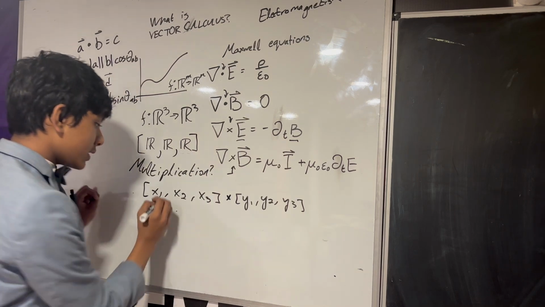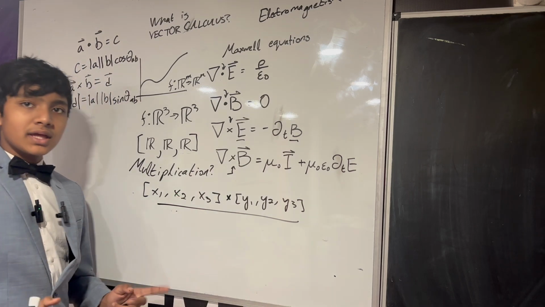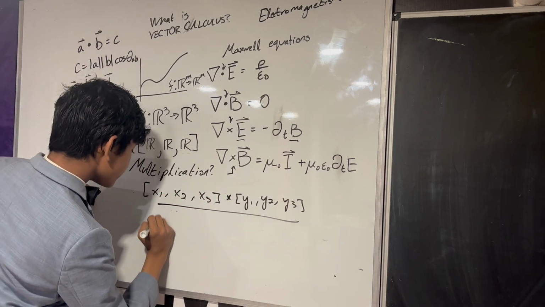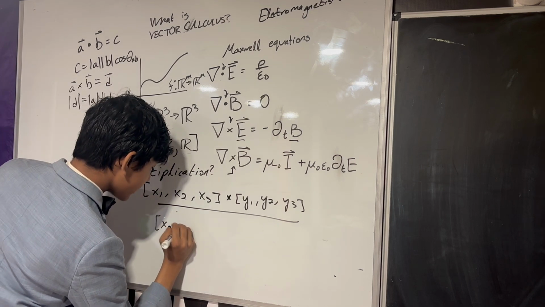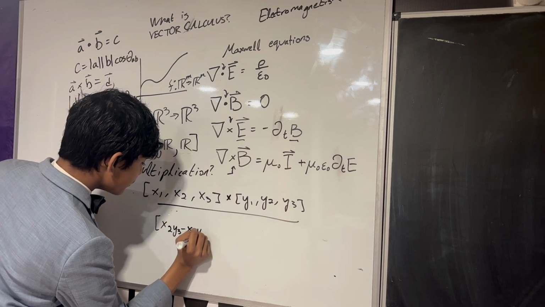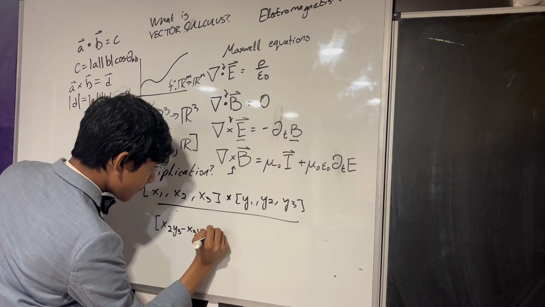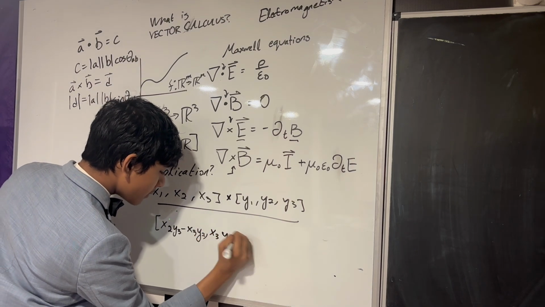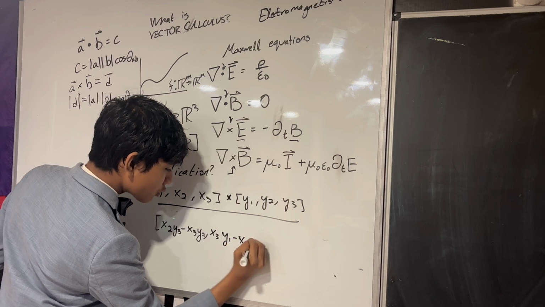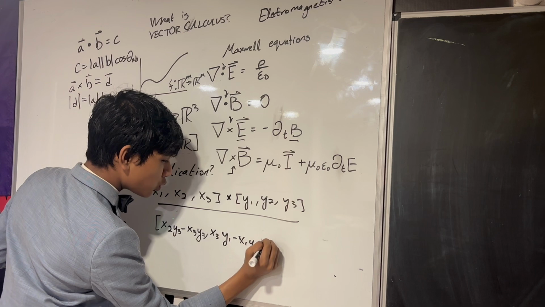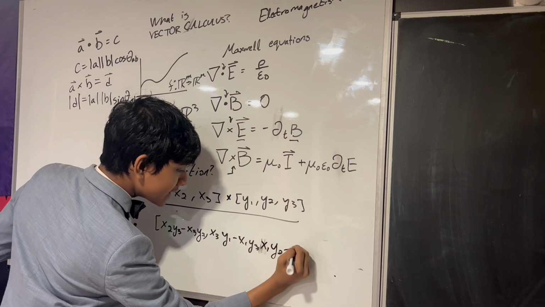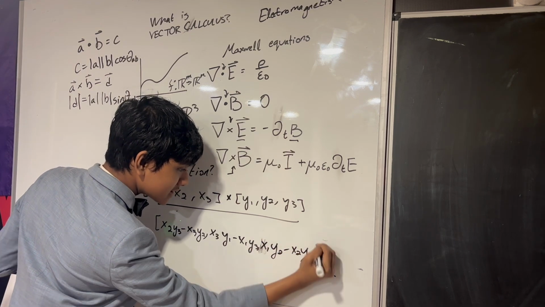So, now what is the cross product? Well, let me unveil its formula in all of its unholy glory. So, we start x2y3 minus x3y2, comma, x3y1 minus x1y3, x1y2 minus x2y1. Pretty sure that's it.